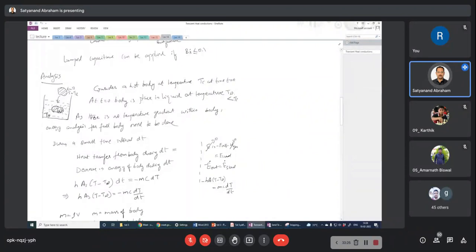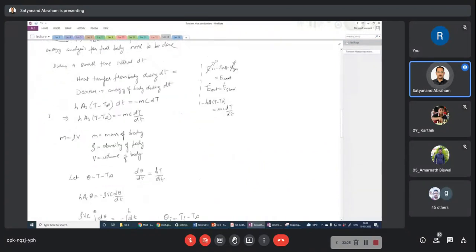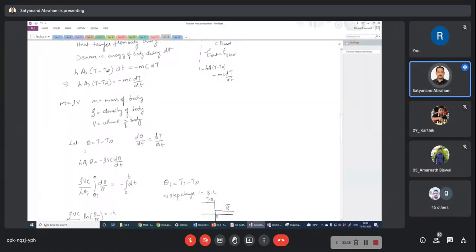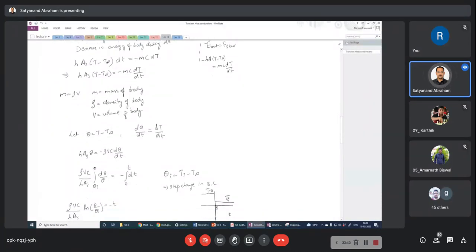The ambient temperature has a constant value of T infinity, and therefore we made theta equal to T minus T infinity. We made this assumption so that our basic equation is a homogeneous equation. With theta equal to T minus T infinity, h theta is equal to minus rho V C d theta by dt. So there are no constant terms, and our equation becomes homogeneous.